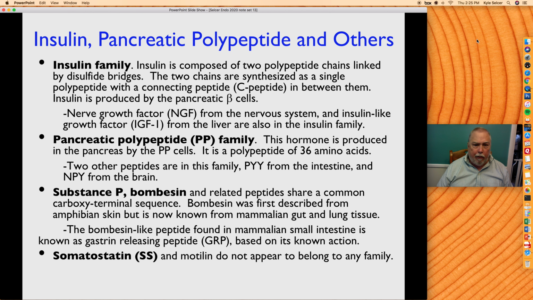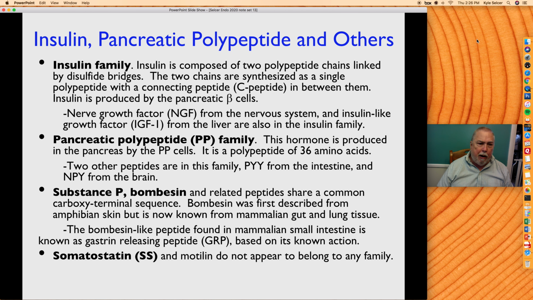Nerve growth factor is also related to insulin. It comes from the nervous system, and it's similar to insulin-like growth factor, which we knew as somatomedin, also from the liver under growth hormone regulation. They're in the insulin family. So they're all kind of related to each other, and they all bind to those growth factor type receptors. Pancreatic polypeptide is a family.